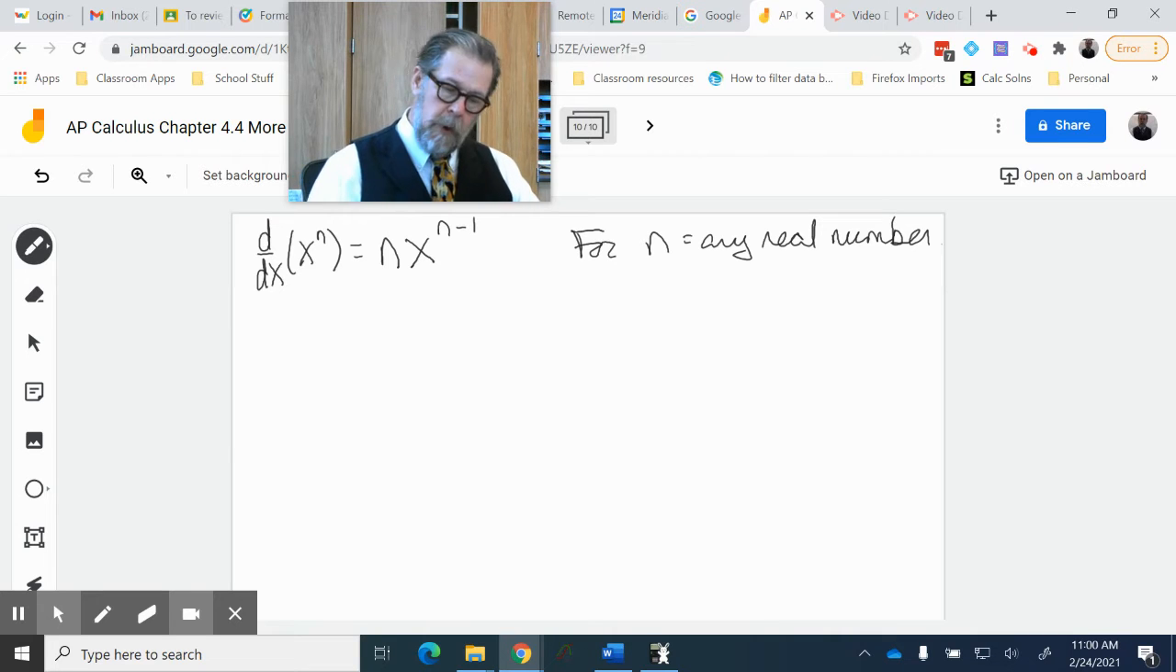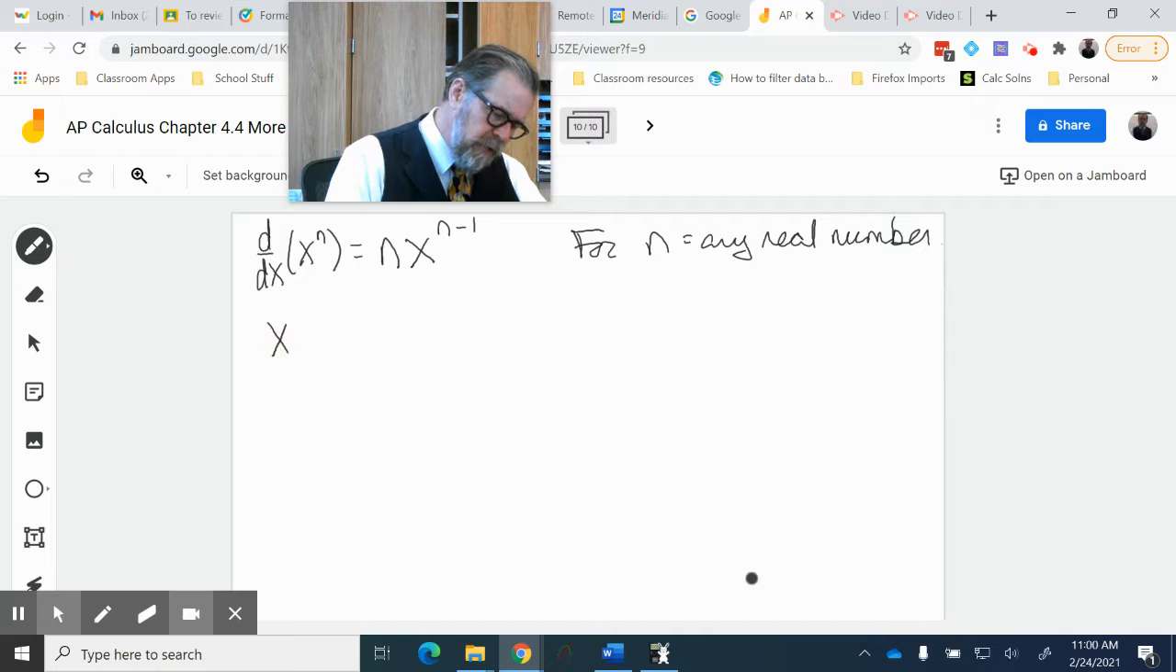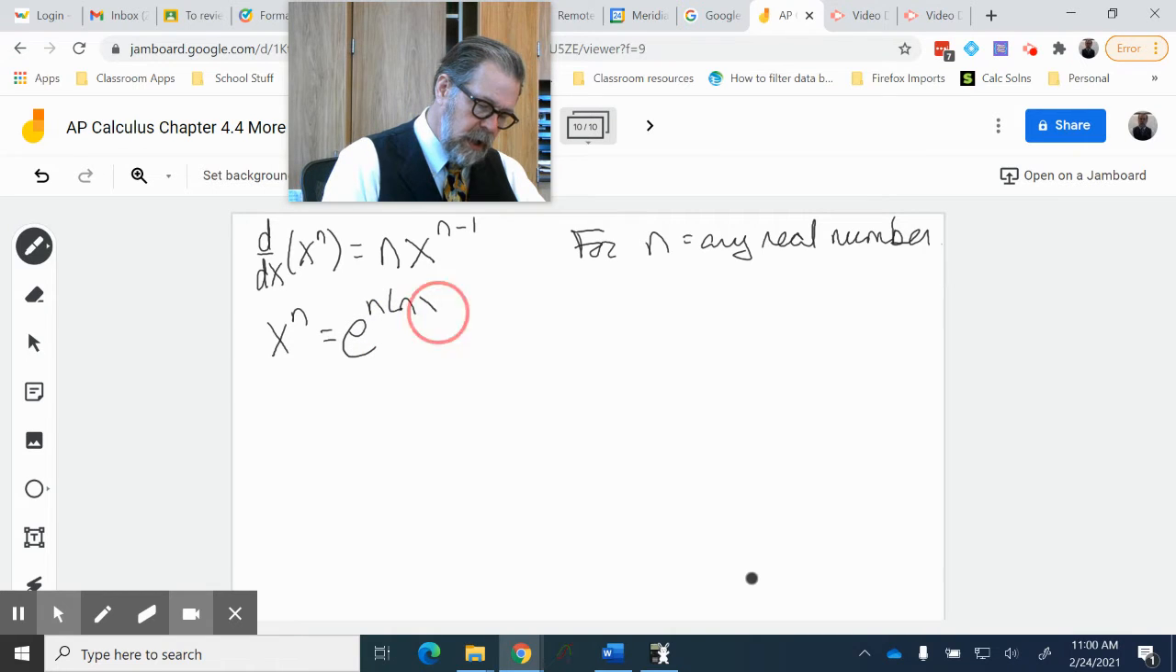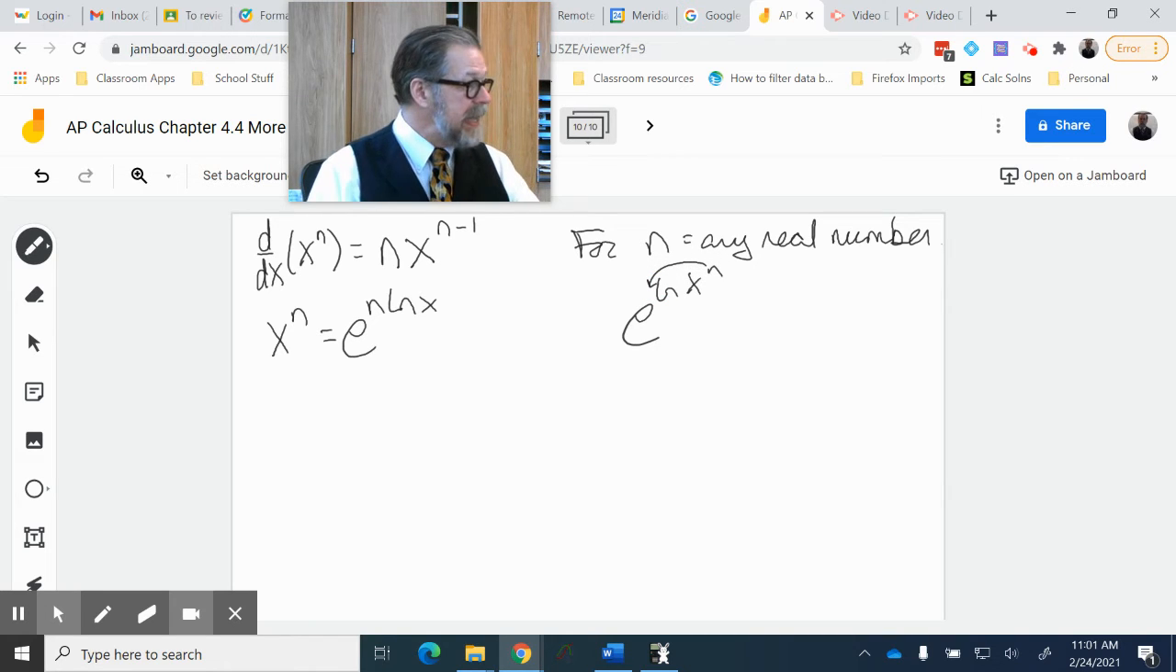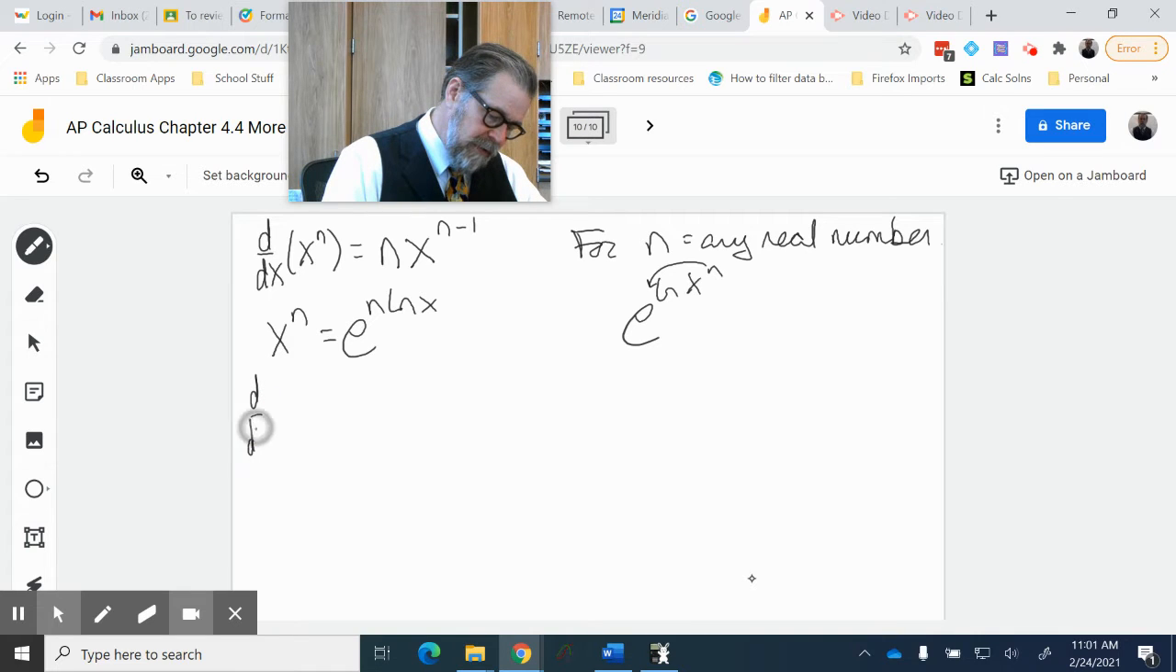So let's assume that n is any real number, and I can therefore rewrite x to the n as e to the n natural log of x. Remember, e to the natural log cancels itself out. e to the natural log of x to the n. And then I can bring the n out in front, so we get e to the n times natural log of x. So let's take the derivative.